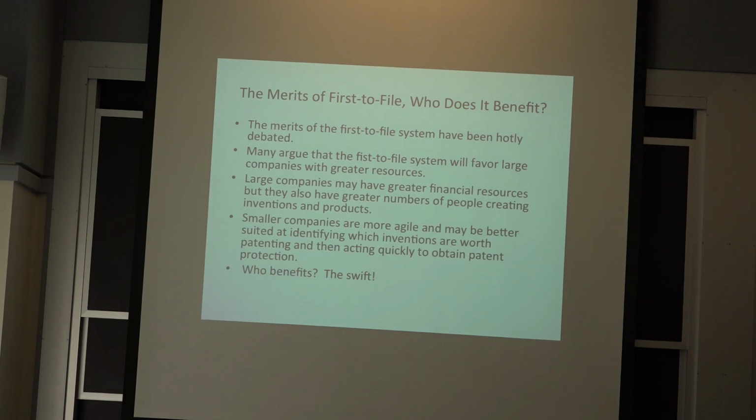So, who benefits? The merits of the first-to-file system have been debated. They've been debated in Congress. They've been debated in the courts. They've been debated by universities. And many argue that a first-to-file system would favor large companies. Think of IBM with 9,100 patents in 2019 alone. That kind of resources are an inherent advantage.